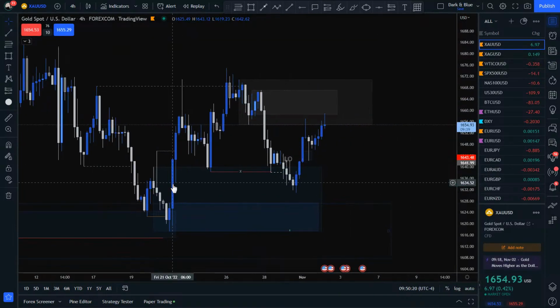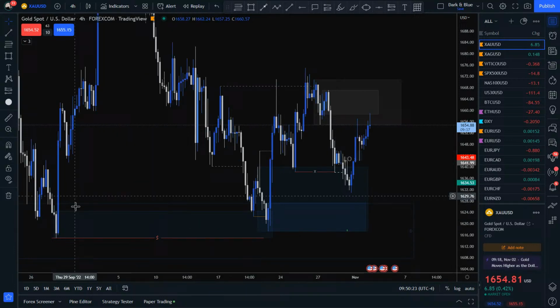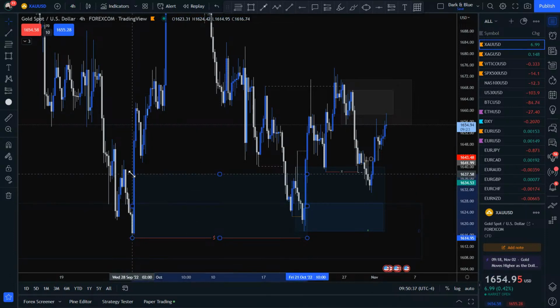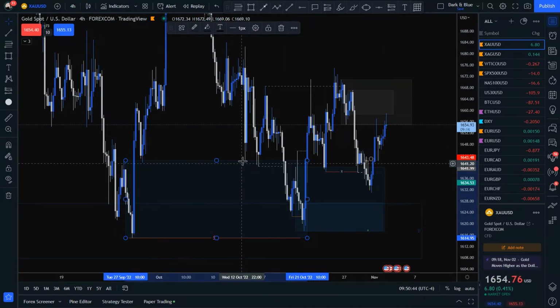Again, this is part of a flip zone. This is the extreme of that reaction. Just bear that in mind. The demand, this is a refined demand, but the demand was started right here. Reaction, reaction, reaction, down, up. Here's the top of this reaction, the full extent of the reaction.